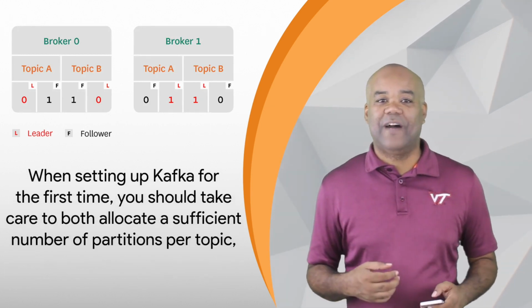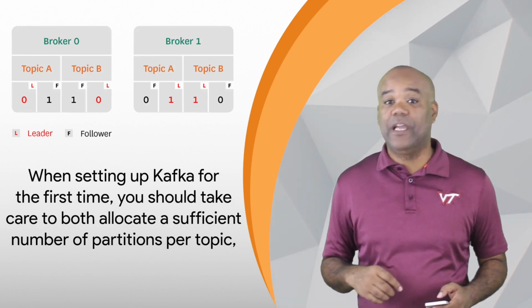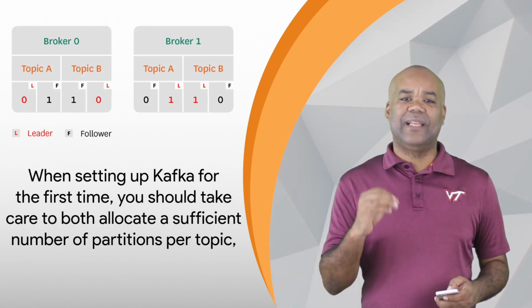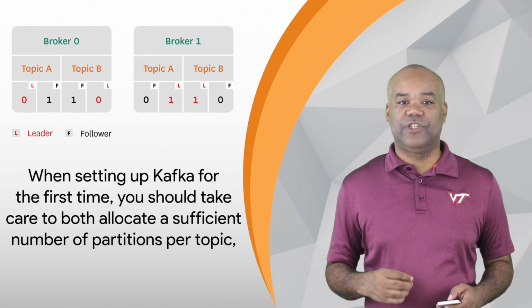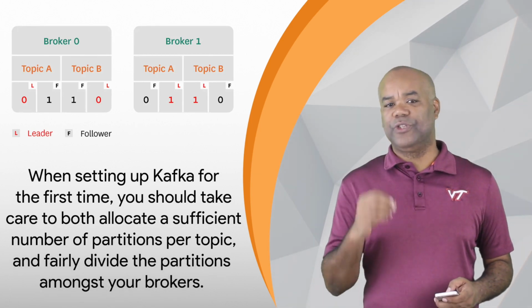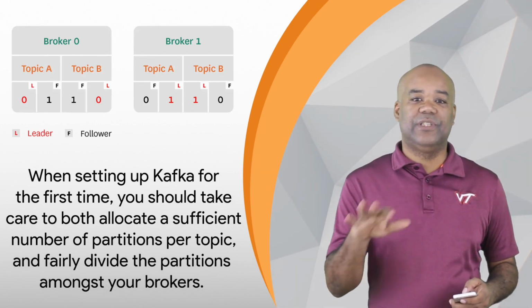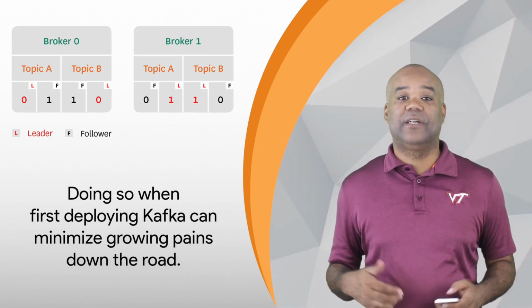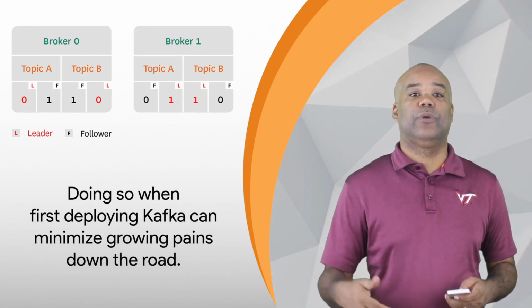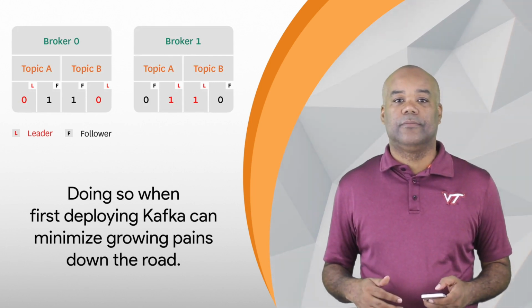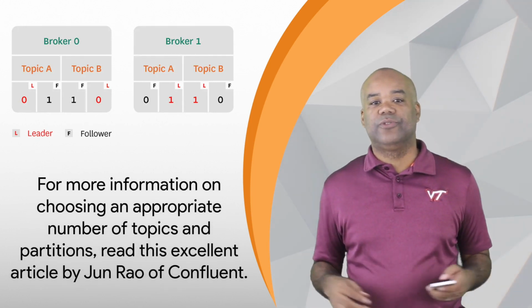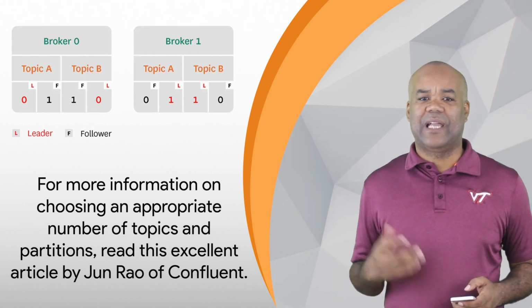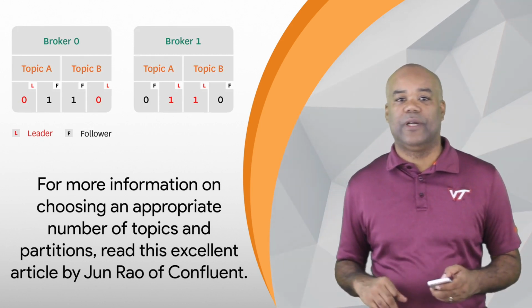So when we're setting up Kafka for the first time, you should be careful to both allocate a sufficient number of partitions per topic and make sure that you fairly divide the partitions amongst your brokers. Doing this when you're first deploying Kafka can minimize the growing pains down the road. There's a lot of resources around that. Confluent has a lot of good resources around that.